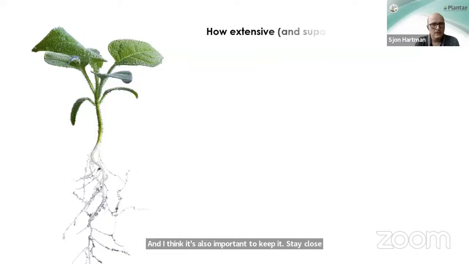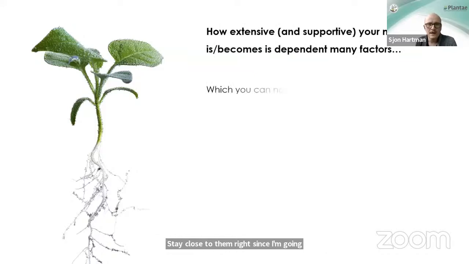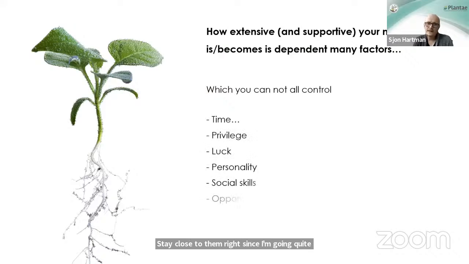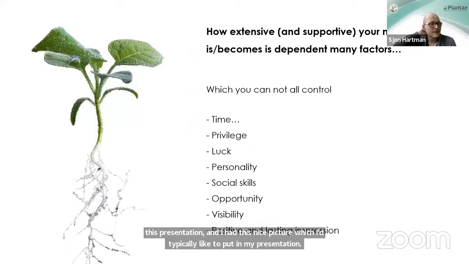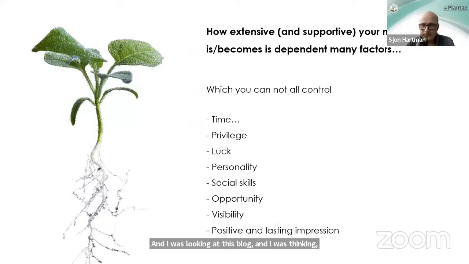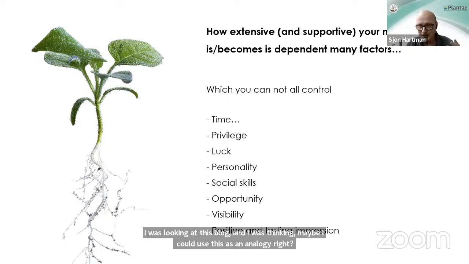Since I'm going quite slow, I'll move on to the next slide. So how extensive your network is and becomes, I think, is dependent on many factors. And unfortunately, you cannot control all of them. I've listed some here, going from things you cannot control to things you can control. I was making this presentation, and I had this nice picture, which I typically like to put in my presentation. Then I was looking at this plant, and I was thinking, maybe I could use this as an analogy, right? So a plant is basically supported by a network, by its root system, right?